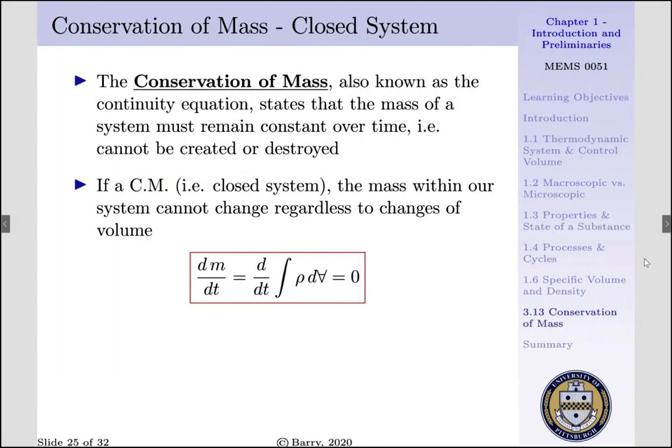Lastly, we have to talk about the conservation of mass for a closed system. The conservation of mass, also known as our continuity equation, states that mass can neither be created nor destroyed. That is, the mass of our system must remain constant over time. If we have a closed system, i.e. a control mass, the mass within our system cannot change, regardless of the changes of time or volume. That is, the time rate of change of mass would be equal to the time rate of change of the integral of our density with respect to volume, and this has to be equal to 0.